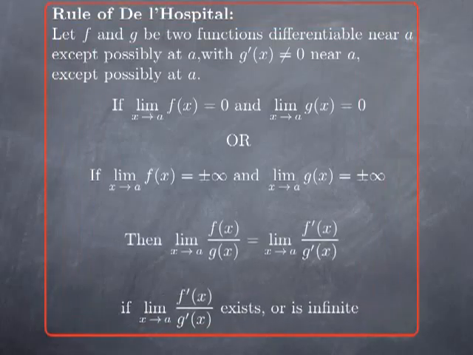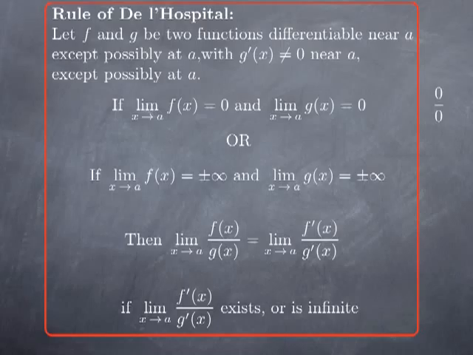Then the conclusion is that we can evaluate this limit by observing that the undetermined limit of f over g at a is the same as the limit at a of f prime over g prime. And that's going to be the case whether the limit of f prime over g prime is a finite number or is infinite.